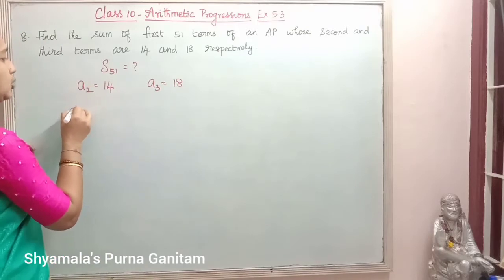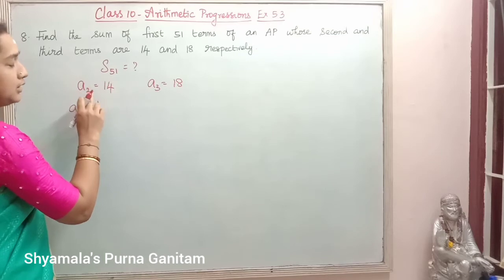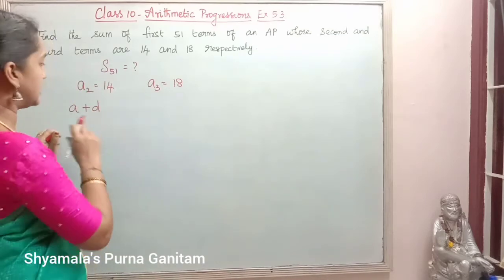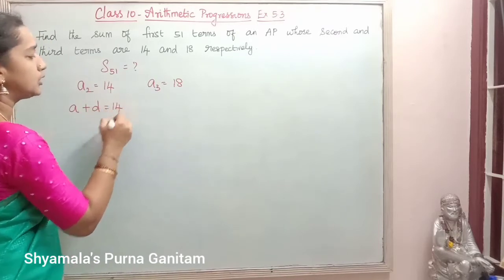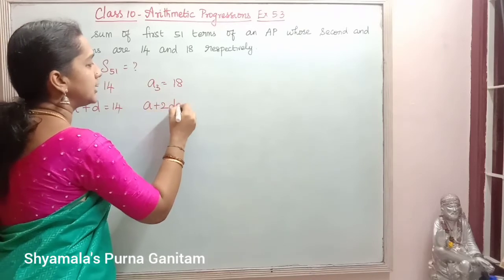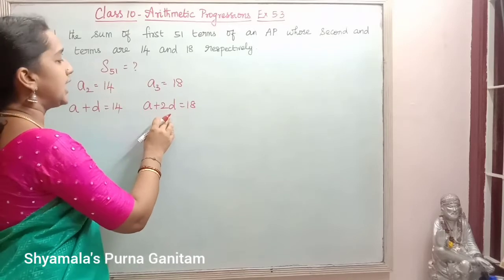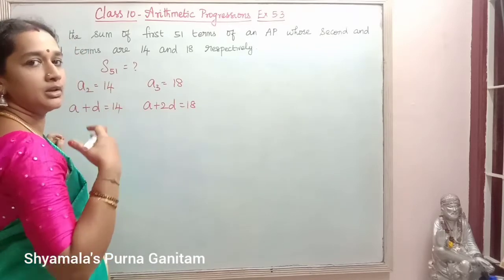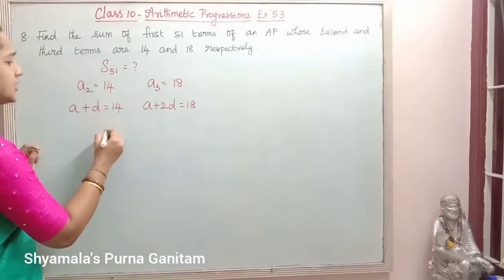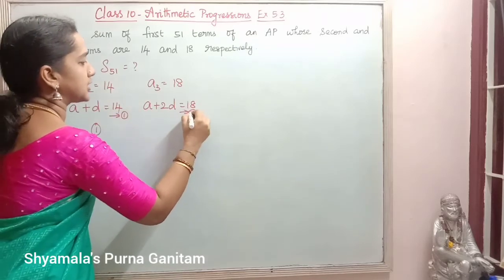So this a2 we can write as a plus d, n minus 1 is 2 minus 1, that is 1d. So a plus d is equal to 14. The same way here also, a plus 2d is equal to 18. If we simplify this a plus d and a plus 2d, we will get the values for a and d. Then we can find S51. We will take this as first equation and this one as second equation.